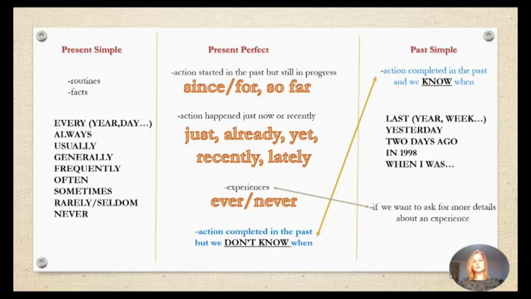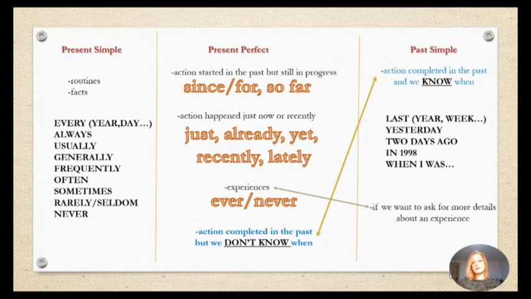And finally, we use it to describe an action completed in the past, but we don't know when, which is exactly the difference with the past simple, used for an action completed in the past when we know when. Expressions which go with past simple are all expressions with last, like last year, last week, and so on, yesterday, 2 days ago, with the word ago, of course, when we state the exact year, like in 1998, and with some expressions which tell us when the actual action happened, like when I was a child.